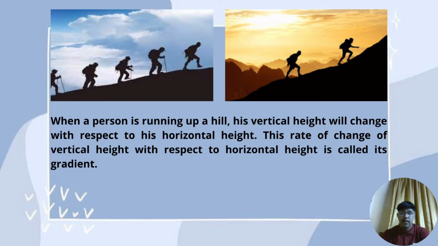Okay, next, when a person is running up a hill, his vertical height will change with respect to his horizontal height. The rate of change of vertical height with respect to horizontal height is called its gradient. Generally, to find the differentiation of y with respect to x, we just write the symbol dy per dx to represent it.